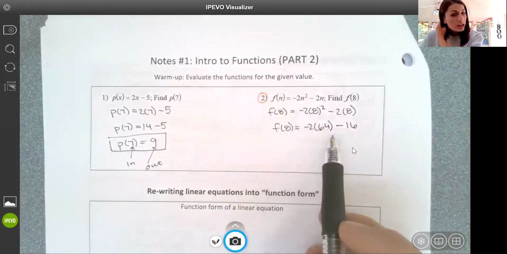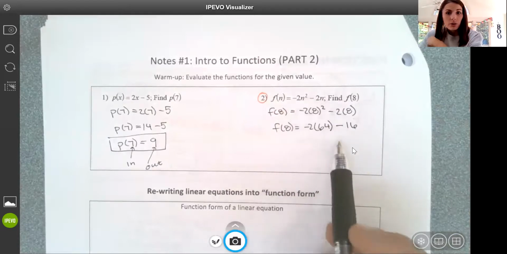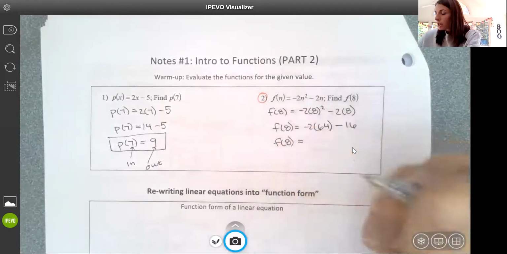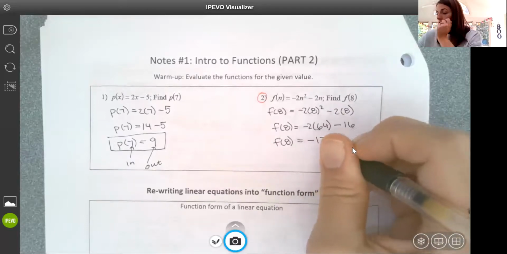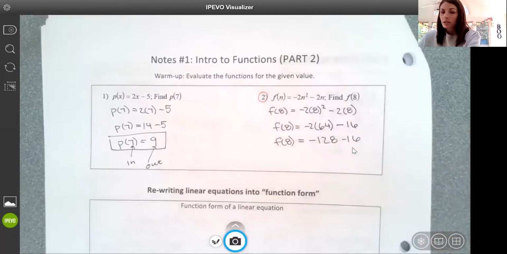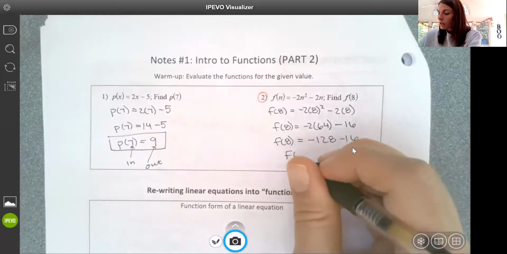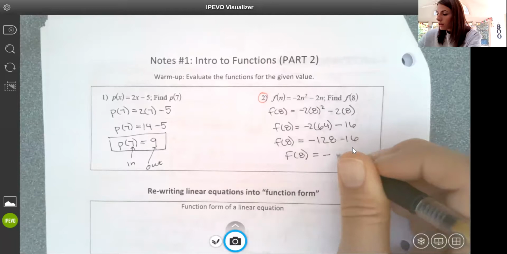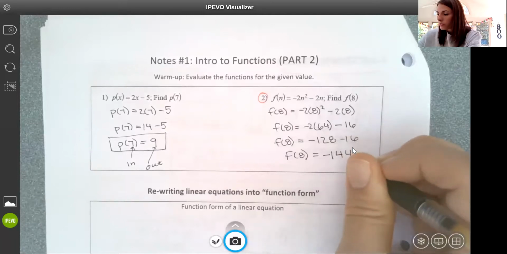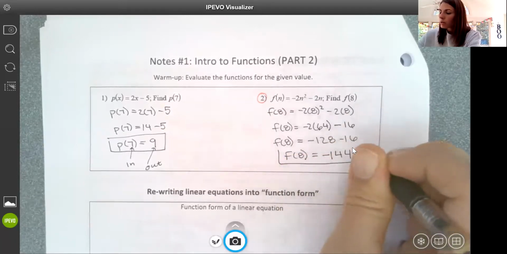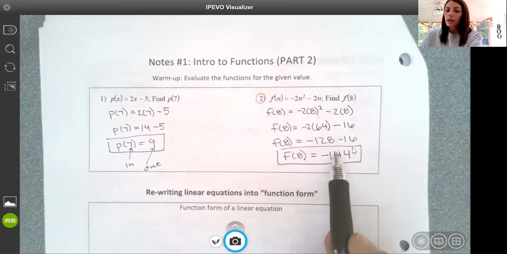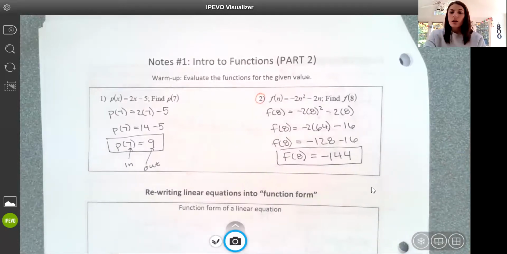Make sure you followed PEMDAS there and did your exponent before your multiplication. Then I have my function when n is 8 is -128, subtract 16, and my function when n is 8 equals -144. Also make sure we wrote our final answer in this setup where we can see I put in 8, I get out -144.